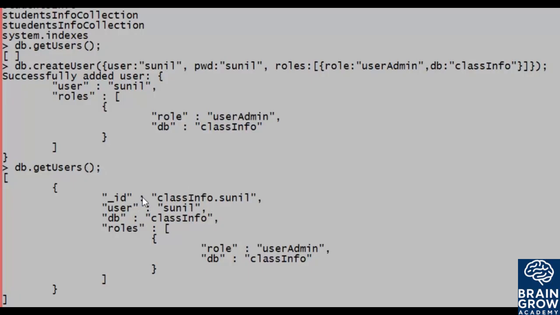The _id field has been created by default by MongoDB, and the _id field is database.username, and then the user, the username, db, and then password. The password is not reflected here because we should not show the password, so that's why it is hidden. Then the db name, and then the role userAdmin, and db is classinfo.